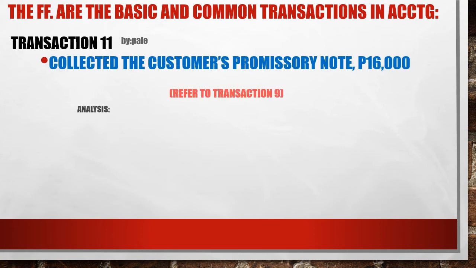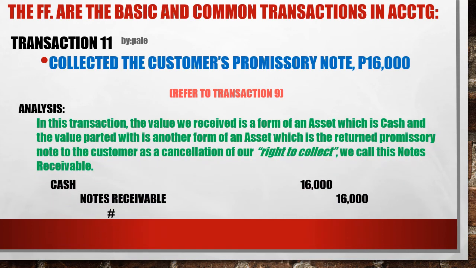Next. Now, collected the customer's promissory note. This is in relation to the previous transaction. So, we collected the promissory note. They paid us and they took back their promissory note. So, if they paid us, what did we receive? We debit cash, 16,000. Since we will return to them the written promise to pay, their promissory note, we will close their balance of notes receivable, 16,000. So, this should be credited. So, debit cash, 16,000. Credit notes receivable, 16,000.